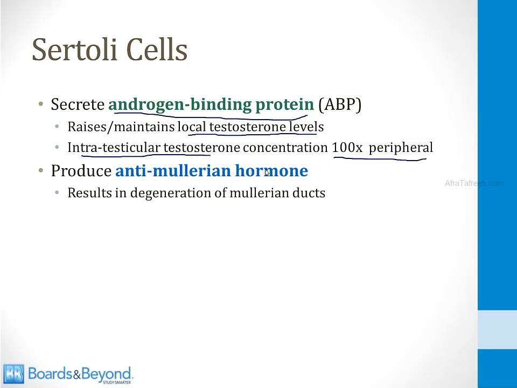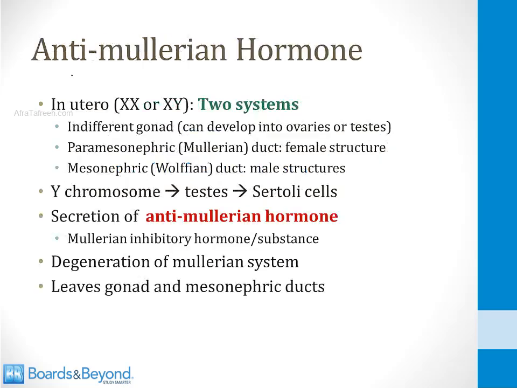Sertoli cells also produce a hormone called anti-Mullerian hormone. This is important in male development in the fetus because it results in degeneration of the Mullerian ducts and the female structures. So let's talk about anti-Mullerian hormone in a little more detail.